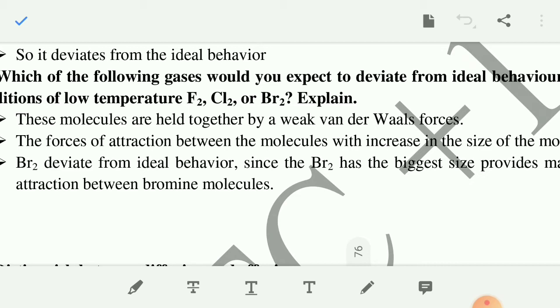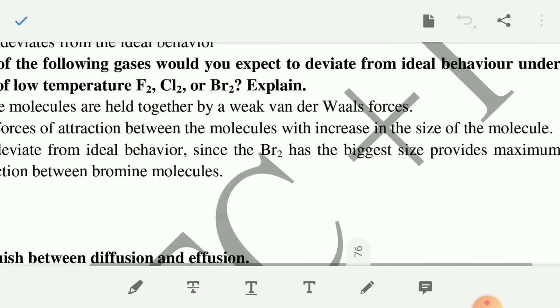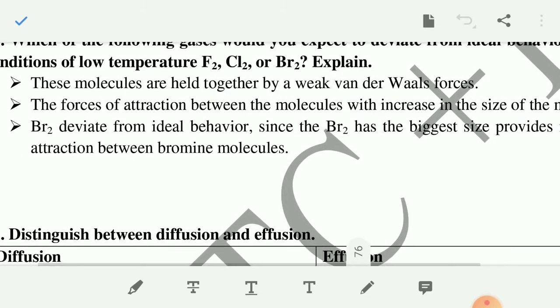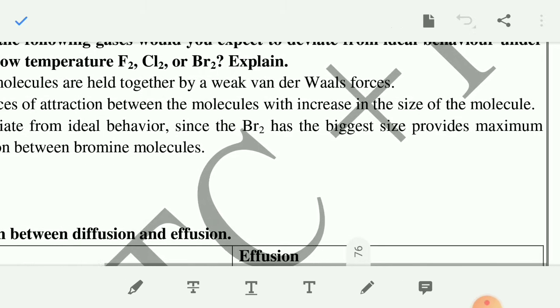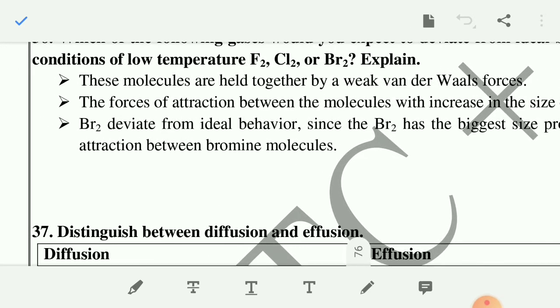So the force of attraction between the molecules increases with the size of the molecule. So the Br2 deviates from ideal behavior. So the Br2, that is bromine, has the highest, that is the biggest size, providing maximum attraction between the bromine molecules.